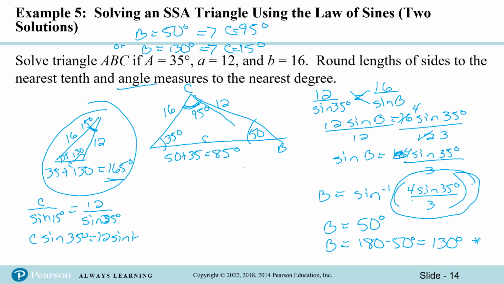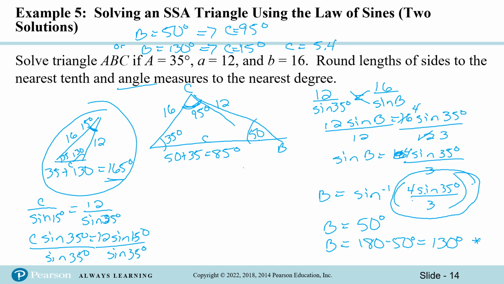Sine 15, divide, plug it into your calculator, and you would end up with C is equal to 5.4 approximately.